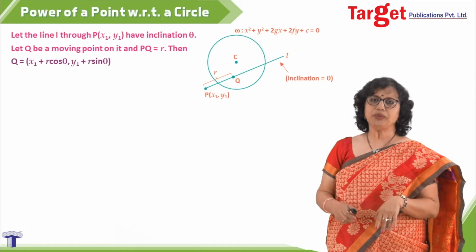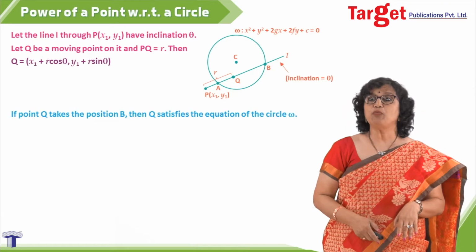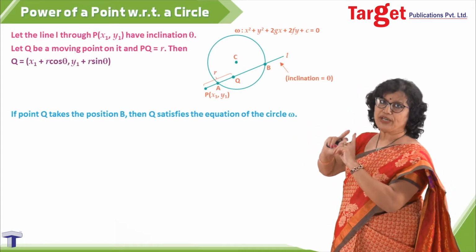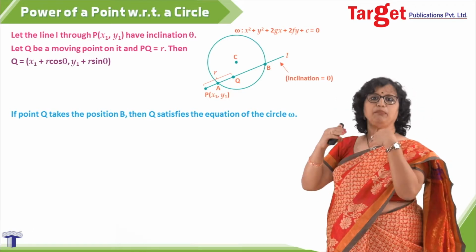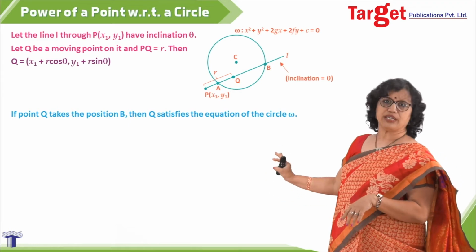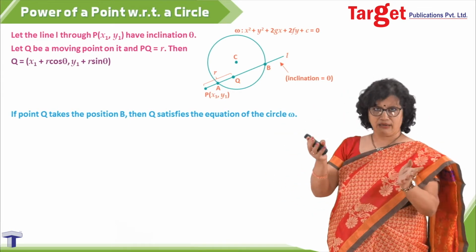I have defined Q. Now, the thing is, if Q reaches position B, I have named those 2 points of intersection as A and B, and the same thing you can say about A also. I mean, Q reaches A, one of them. So I say point Q reaches B. Why do I say so? Because Q is a moving point. It can be anywhere, right?